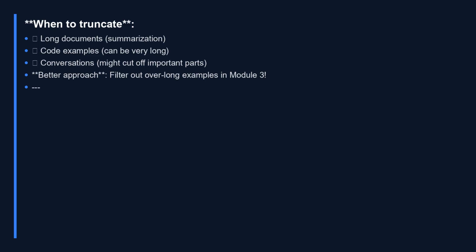The right time to truncate depends on your task. For summarization or code examples, truncation often destroys meaning. For long multi-turn conversations, cutting off the end removes the assistant's response entirely. In most cases, the cleanest solution is filtering during data preparation in Module 3, so every example that reaches training is already within bounds. Keep that principle in mind as you build future datasets.